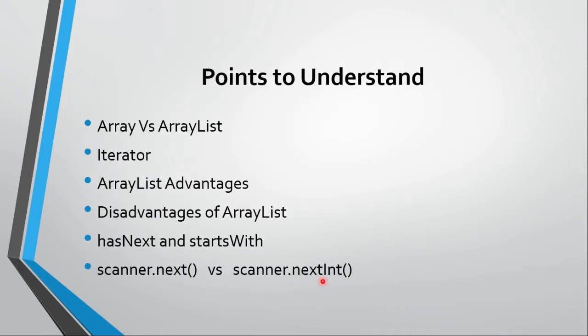Alright, so to proceed with, we need to understand all these things like array versus ArrayList and iterator, advantages of ArrayList and disadvantages of it, hasNext and startsWith, scanner.next versus scanner.nextInt. So array is a group of similar items stored in a common name where the size cannot be incremented in the runtime, but in ArrayList the size is growable in nature. In the runtime, the size will keep growing.